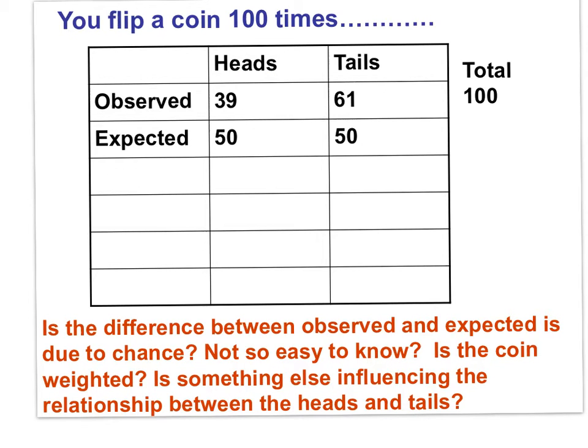While the differences between the observed and expected values on the last slide were most certainly due to chance, how far away from expected values would our observed values have to be before we suspected something other than chance was going on? Here you can see numbers that stray far from expected values. Is the difference between observed and expected due to chance? It's not so easy to know. Is the coin weighted? Is something other than chance at work here in the relationship between heads and tails? How would we know? Well, the chi-square analysis helps us assess whether the difference between observed and expected is due to chance or due to some other factor requiring another explanation.